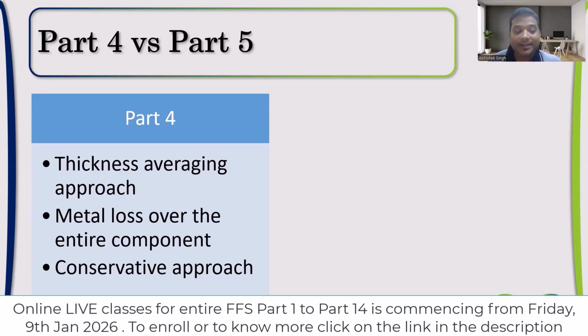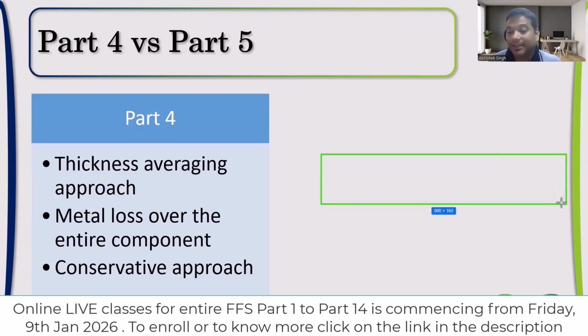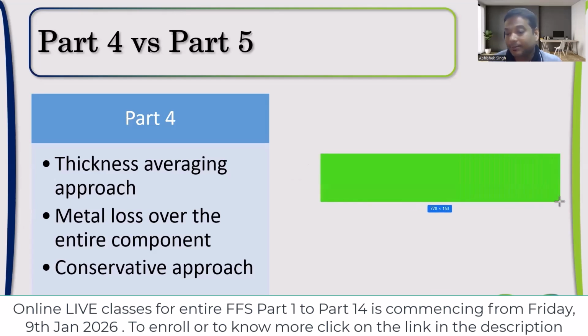Now let me explain that in a little more detail. If this is my thickness, which you can see on the screen, this is my normal thickness. Now, let us say this is a local metal loss which you have found in the inspection. When you do a Part 4 assessment, which is the thickness averaging approach, it will calculate the average thickness and consider that all the thicknesses in the complete component have corroded. It will not take advantage of the thickness which is there in this area.